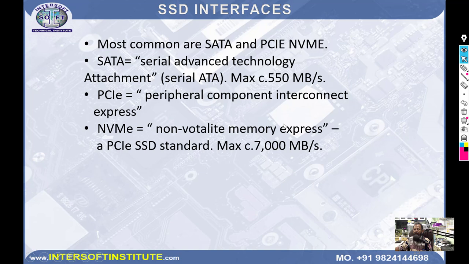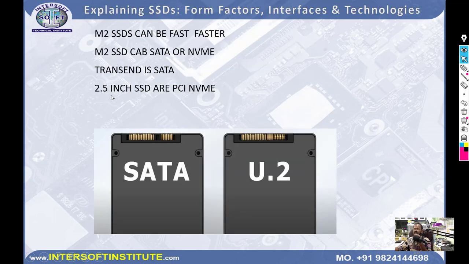So there are SATA interface SSDs: SATA, PCIe and NVMe. Okay, 3 different connections are there. You can check the SATA, it will normally look like that, but U.2 will look like this. 2.5 inch SSD.